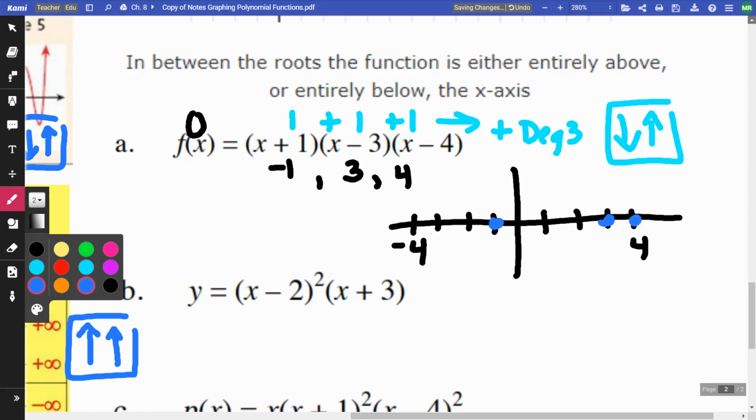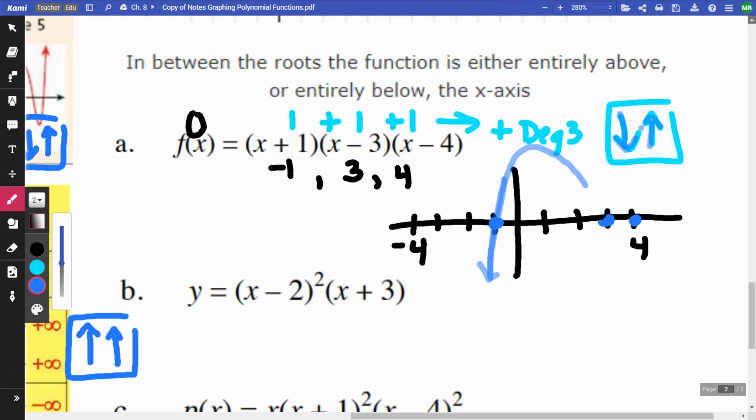Now, I see that this has to be starting below and then ending above. So I'm going to start below. It's going to come and go through this because it's a single root. It's like a line going through. It's going to come up. I don't care how high. I'm not going to be judging that right now. And it's going to go through again like a line. And it's going to come back up and go through this like a line. And there's my graph.